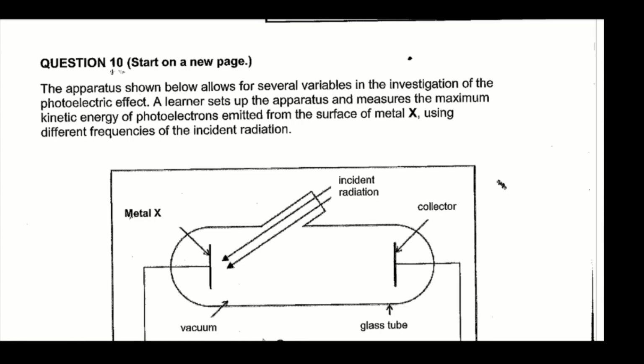To question 10, the statement reads as follows: the apparatus shown below allows for several variables in the investigation of the photoelectric effect. A learner sets up the apparatus and measures the maximum kinetic energy of photoelectrons emitted from the surface of metal X using different frequencies of incident radiation. As they said, they use different frequencies of incident radiation.